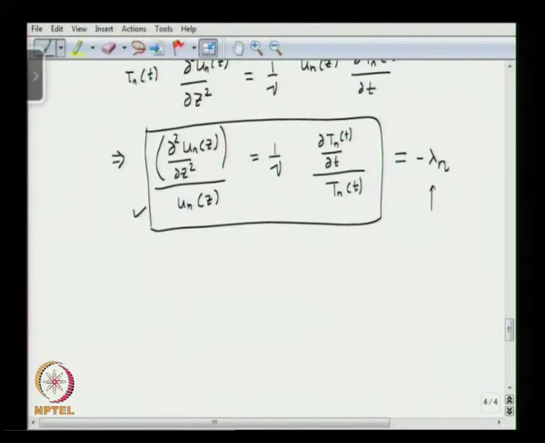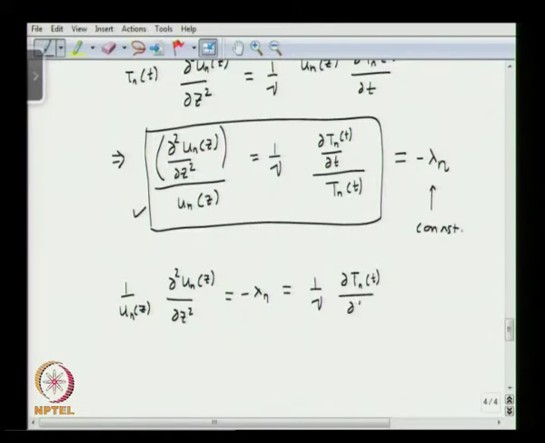So, minus lambda n is a constant. In that case we would have 1 over u n(z) into del square u n(z) over del z square equal to minus lambda n, and that will also be equal to 1 over nu del T n(t) over del t into 1 over T n(t).